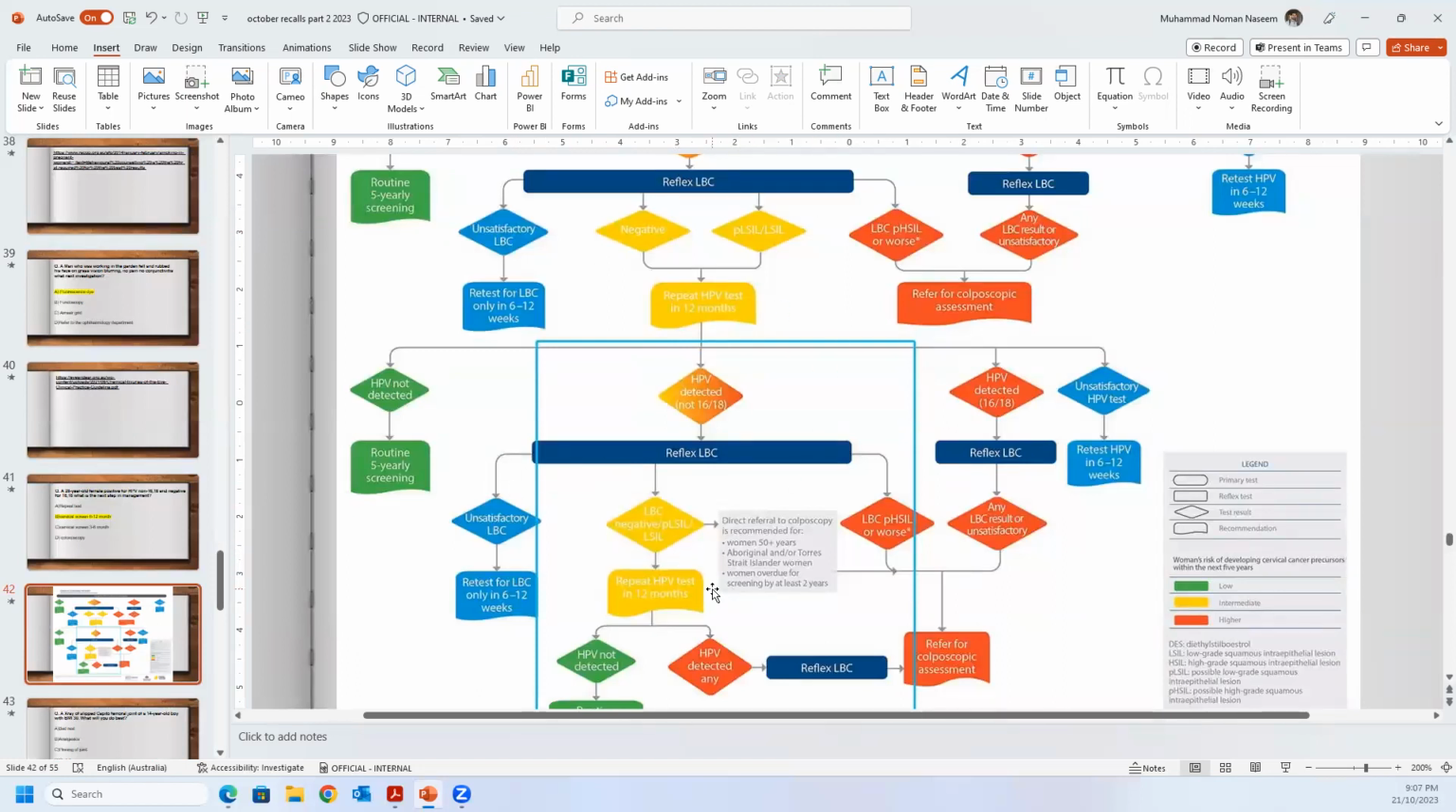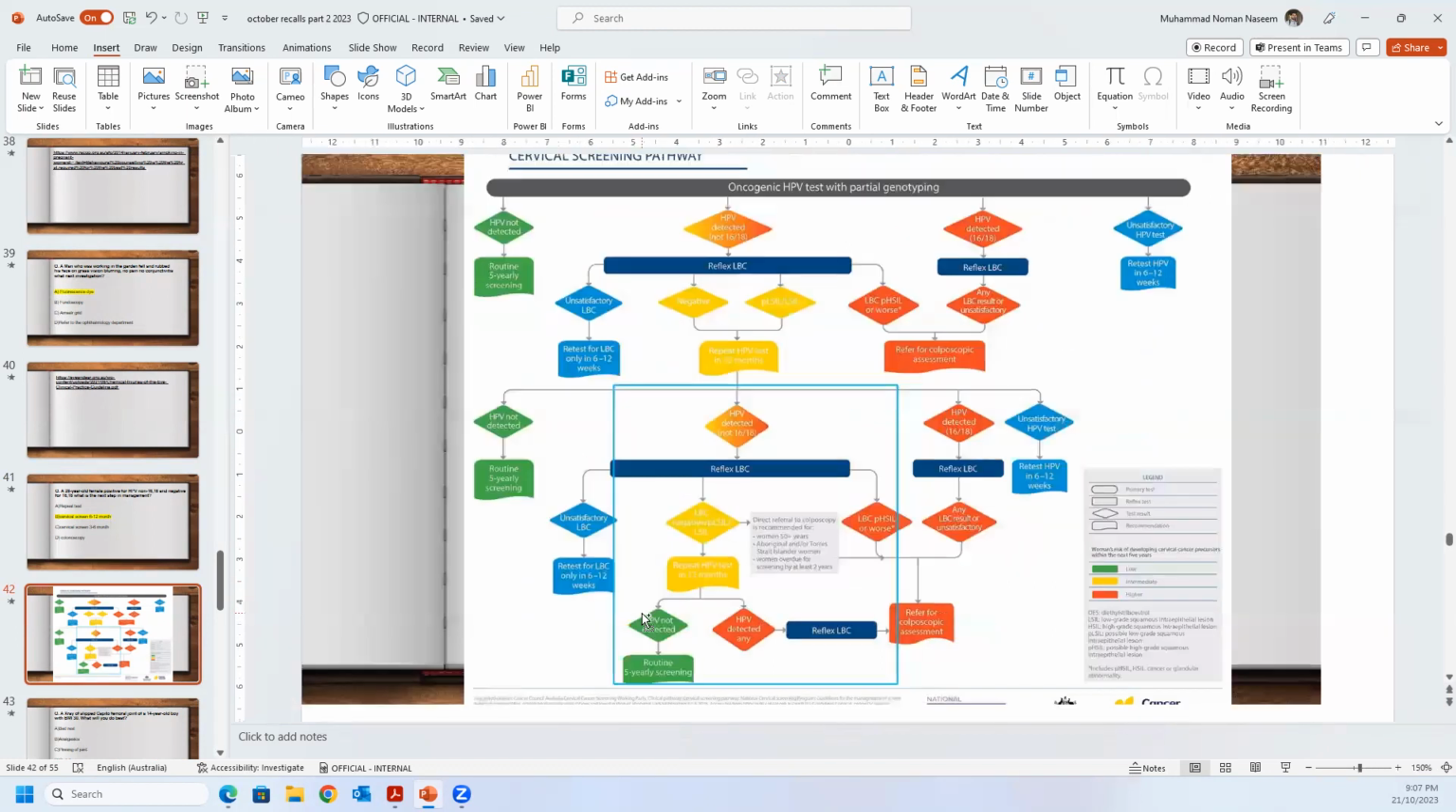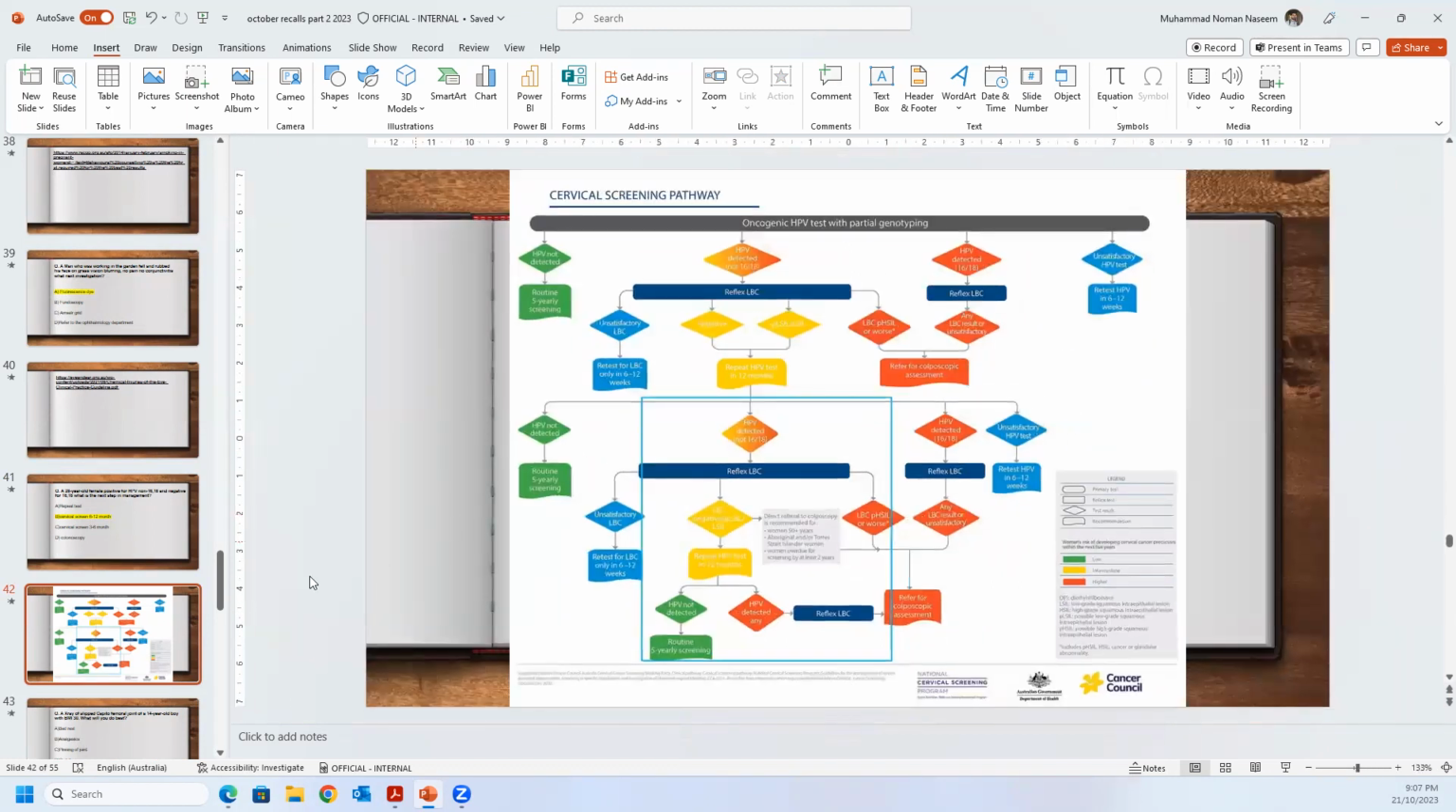So twice you have repeated. If then it is positive, doesn't matter what kind of HPV, then you refer for the colposcopic. If it is twice negative, then you do the routine 5-yearly screening. It's clear, guys?